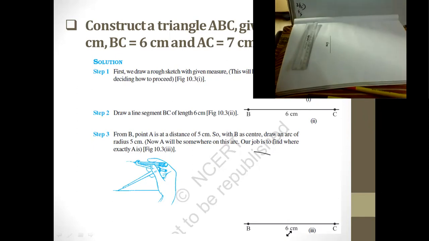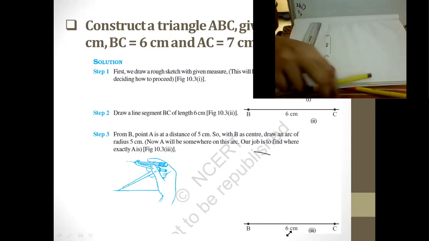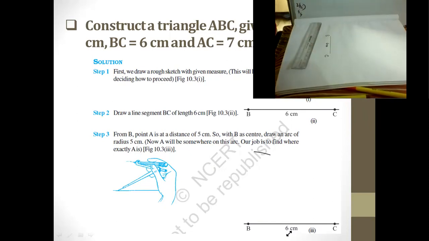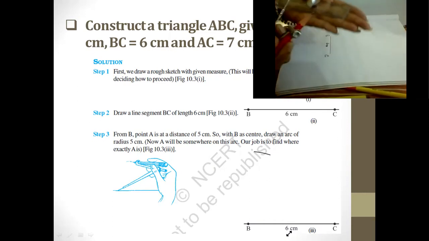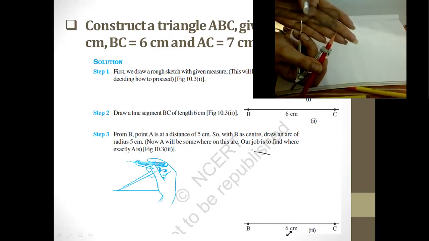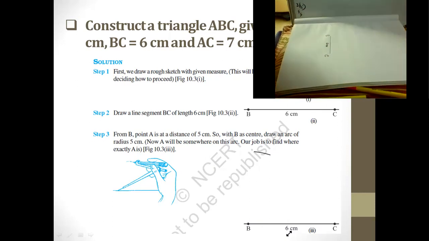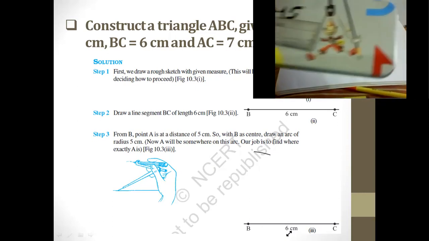You have to keep your protector at point B. This is the point B and C. From point B, point A is at a distance of 5 centimeter. From point B, you have to measure this. This is 5 centimeter. I think it's not difficult. Now you can see that this is 5 centimeter.